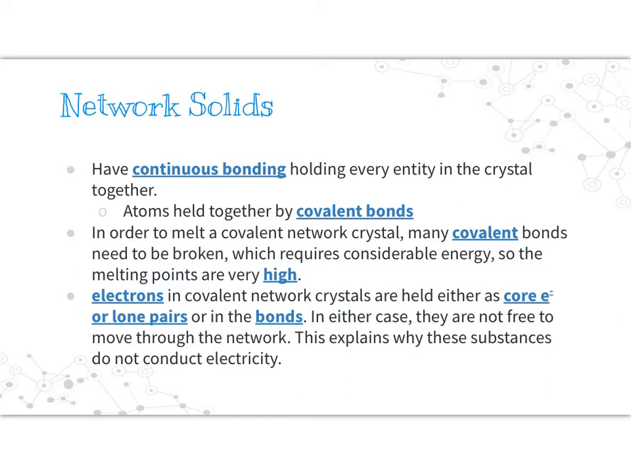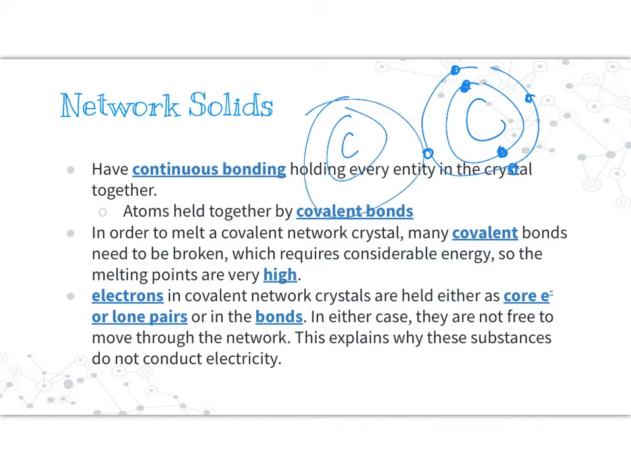Electrons in covalent network solids are either held as core electrons or in lone pairs in the bond. So think about carbon. Carbon has 2 core electrons and it has 4 bonding electrons. Now in diamond, of course, this carbon will have shared another electron here. So their electrons are not free to move. Okay, they're either stuck in a bond or stuck in their core electrons deep within their shells. In either case, these are not free to move through the network, and this is why it does not conduct electricity.